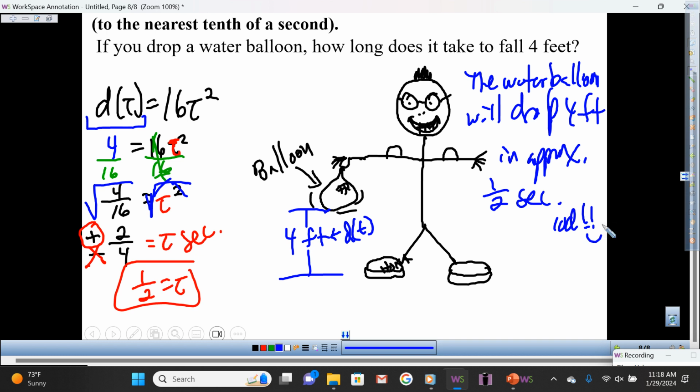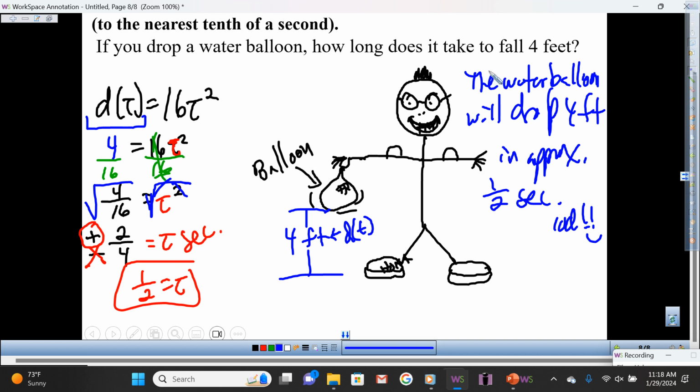Pretty straightforward, yes? Okay, once again, why did we use this distance formula? Because here it only talked about one distance of the falling balloon, only one distance.